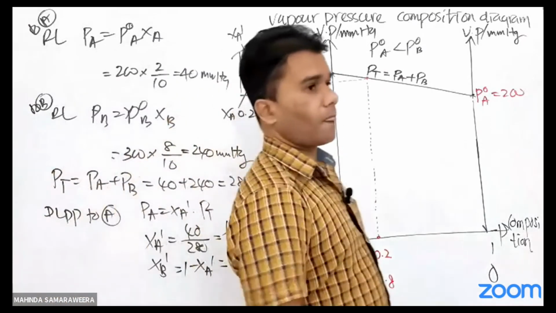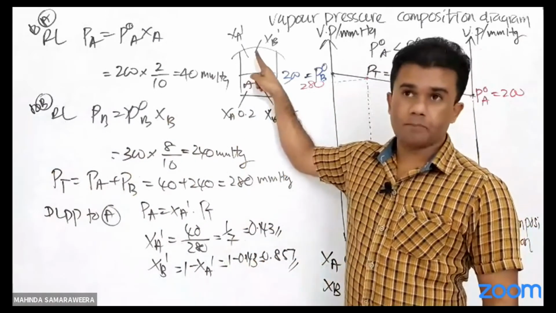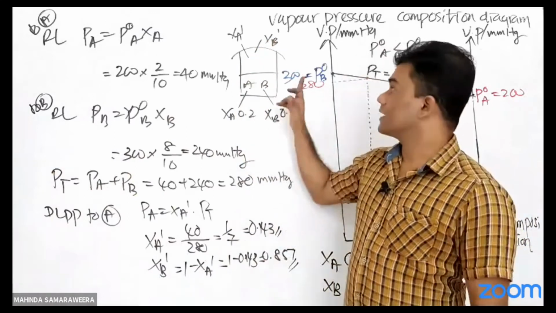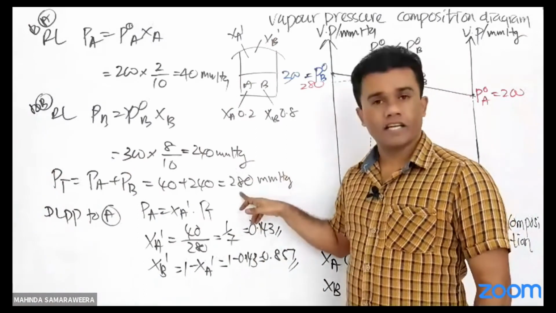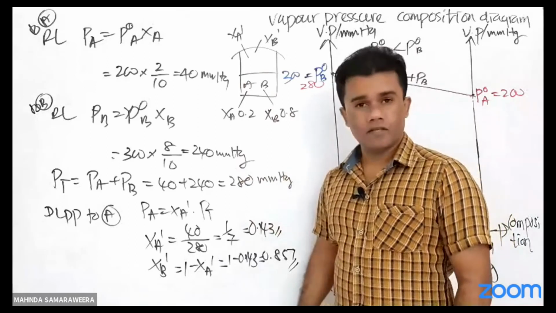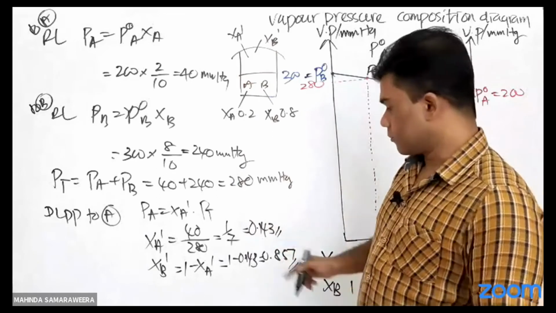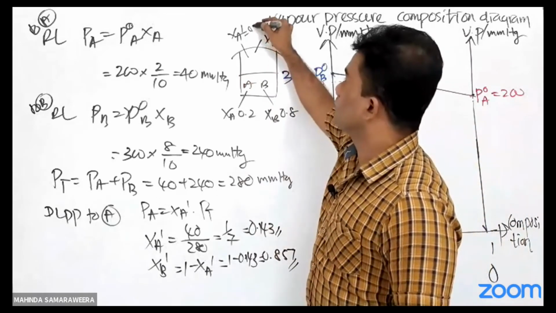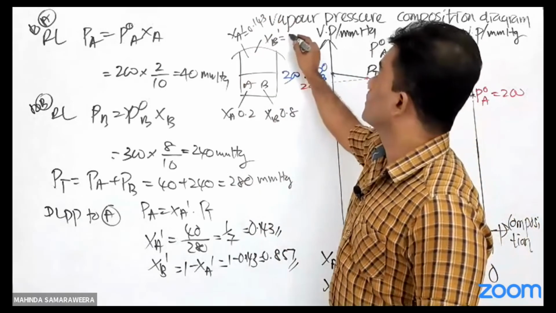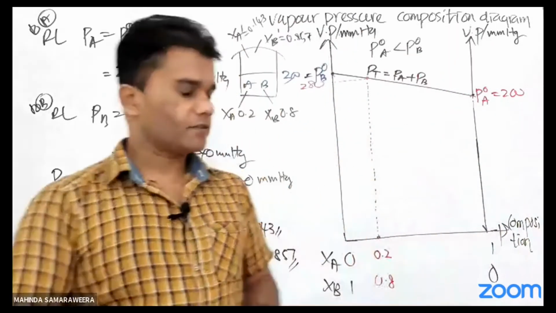You understood it? Then I'm going to represent the mole fraction of A and B, the composition of A and B in the vapor phase, at this total pressure 280. Mole fraction of A and B in the vapor phase, X dash A, we got 0.143, and X dash B I got 0.857. So how do we represent that in the same diagram?